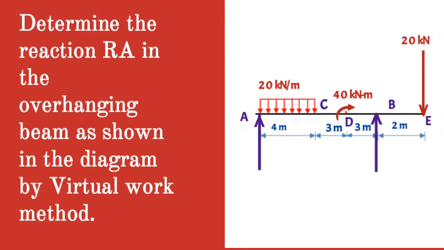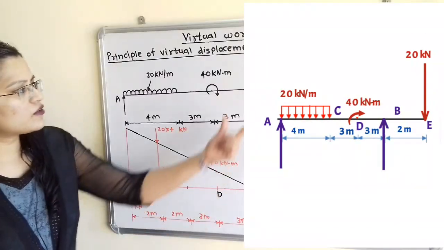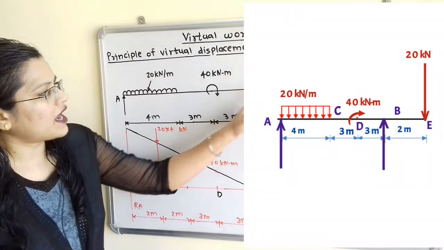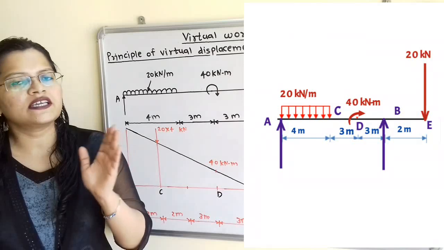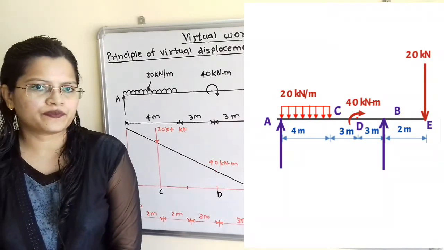Given question, determine the reaction Ra in the overhanging beam as shown in the diagram by the virtual work method. Part of the beam is extended after point B. So this is the case of an overhanging beam.